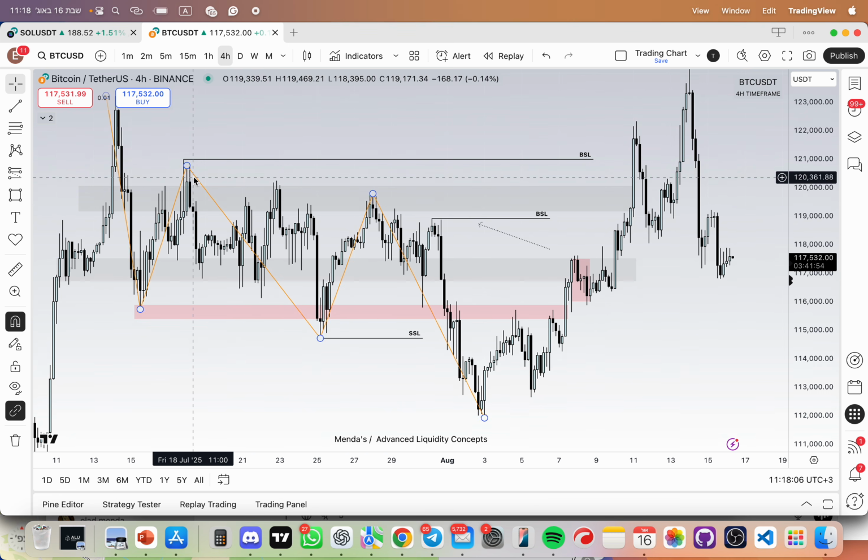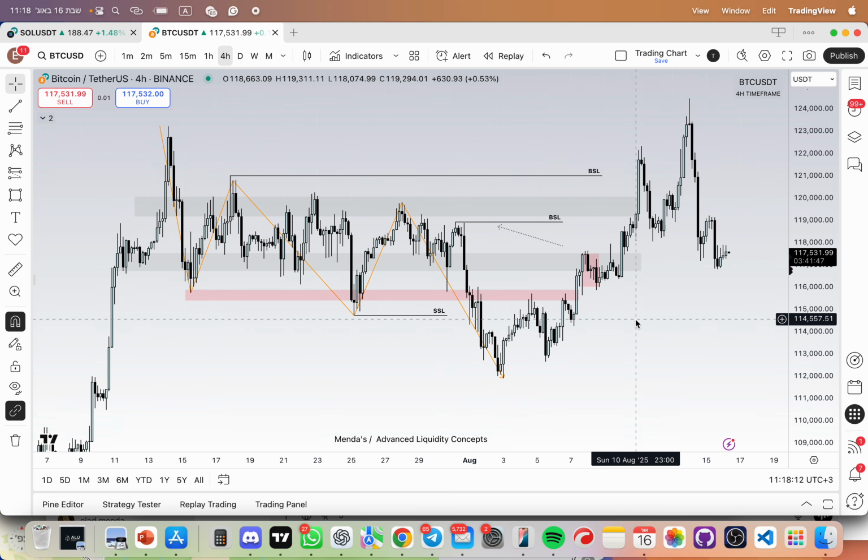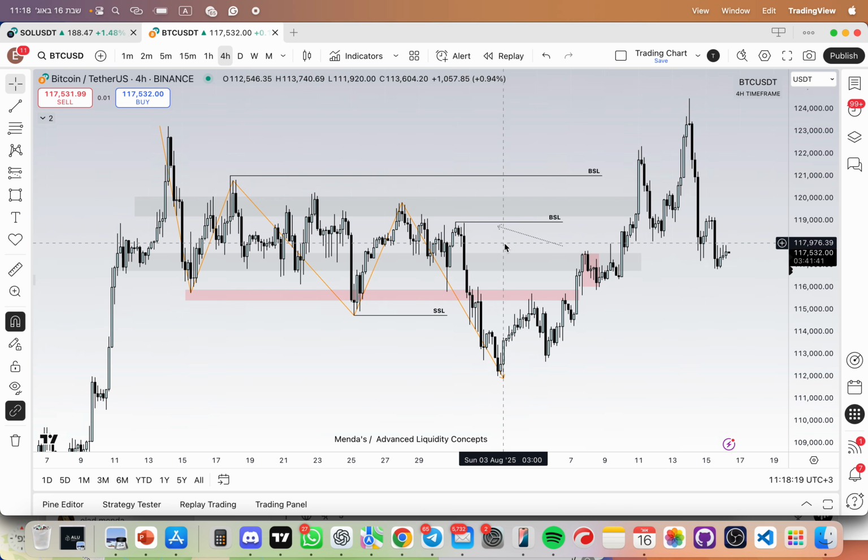because we have a close swing high that retail can put their stop losses. So this was a very quick explanation about why I expected Bitcoin to reach these buy side areas from this area.